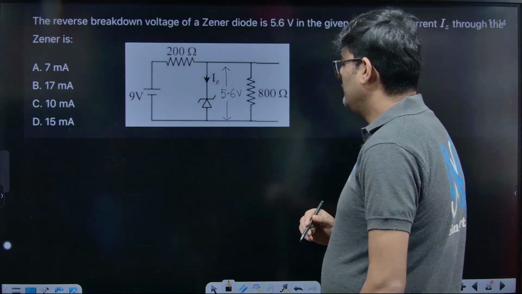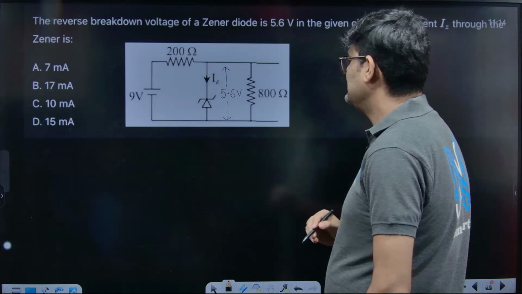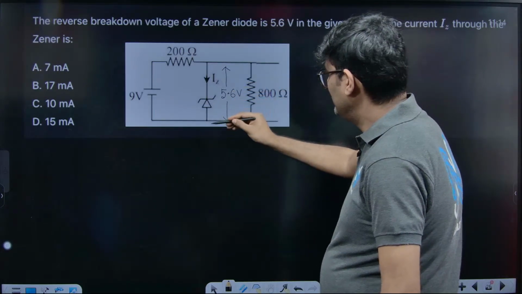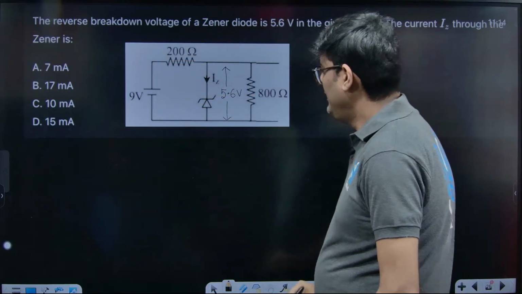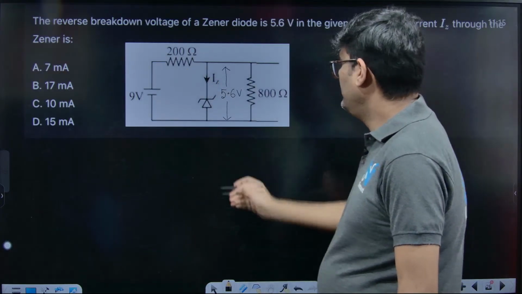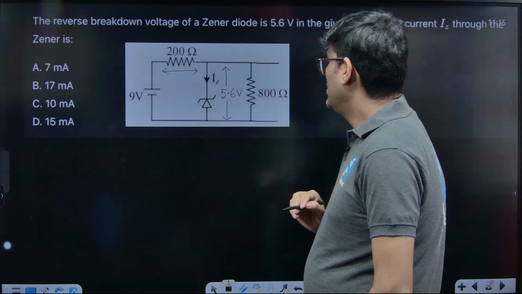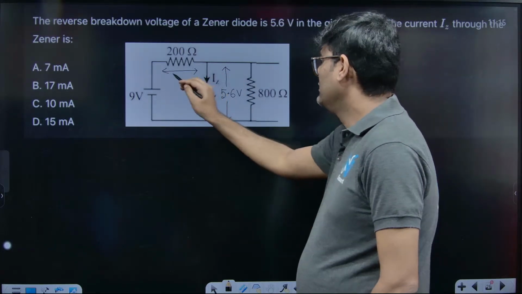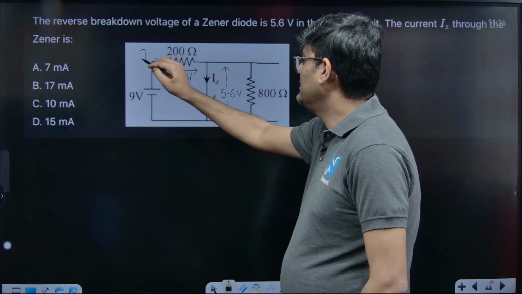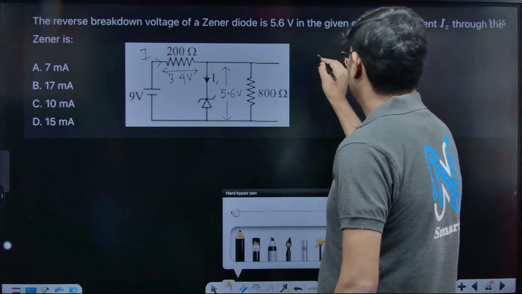So if you see what is the actual current in this circuit, then you should understand that this is 5.6 volt and this is 9 volt, right? So the remaining 3.4 volt will be applied across 200 ohm. This is 3.4 volt. So what is this current I? If I consider this current to be I, what is the value of this current I? I can calculate it here.